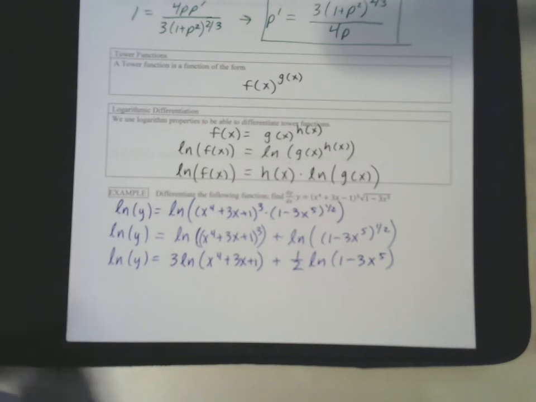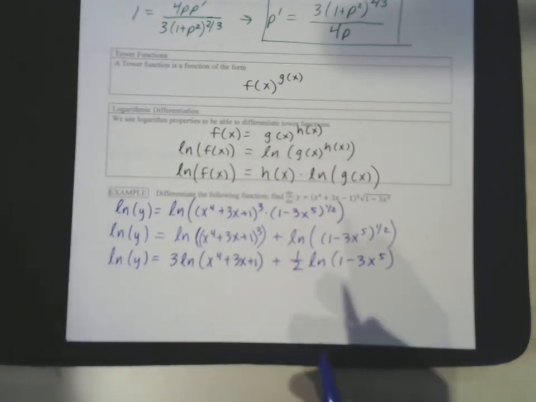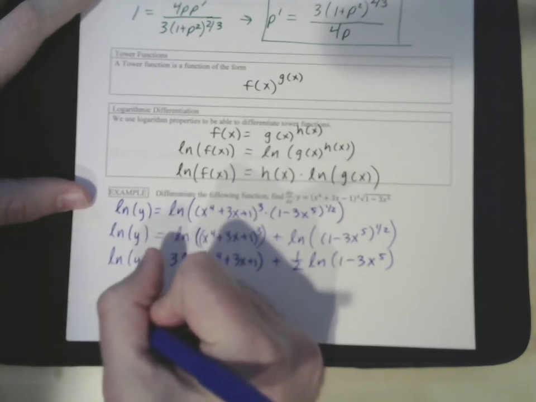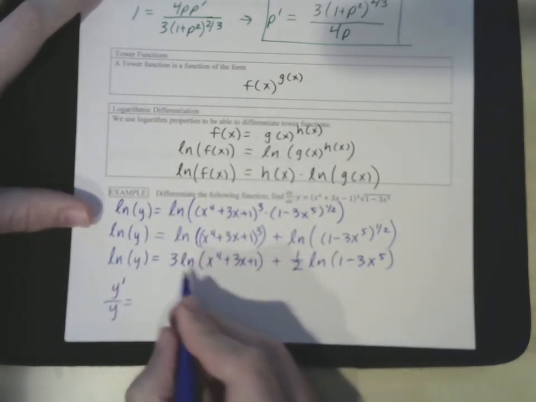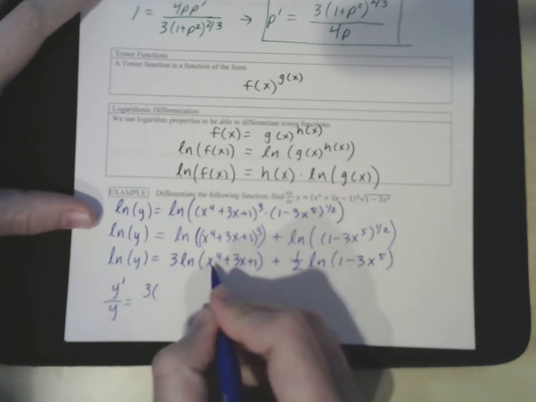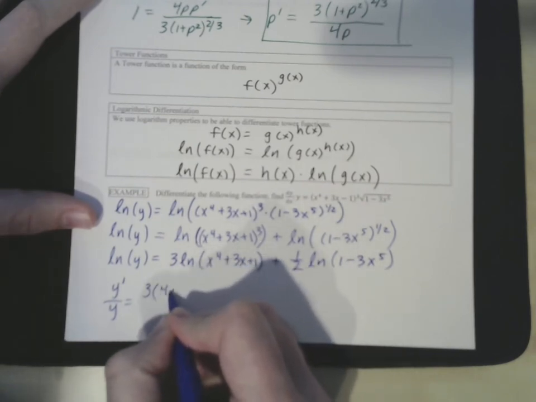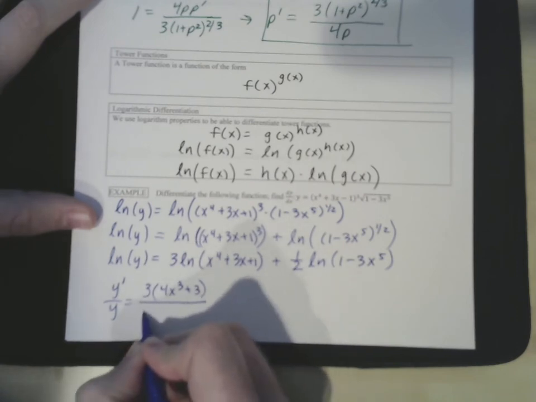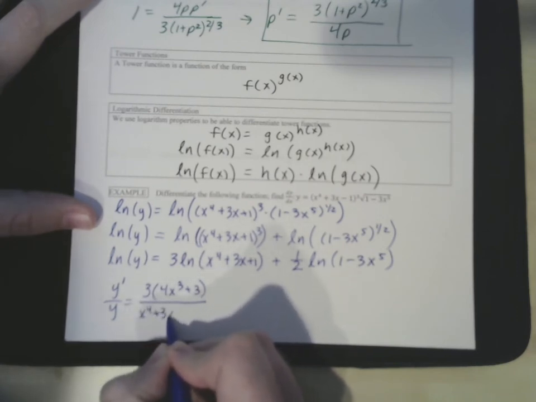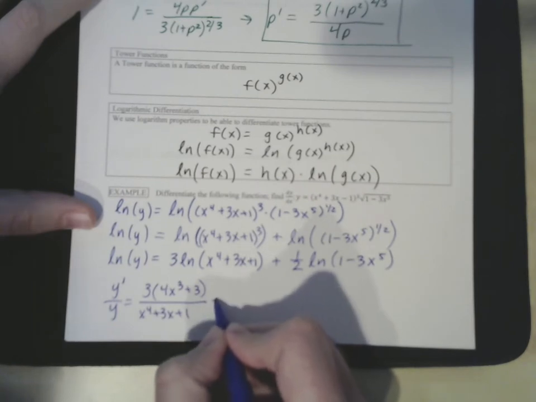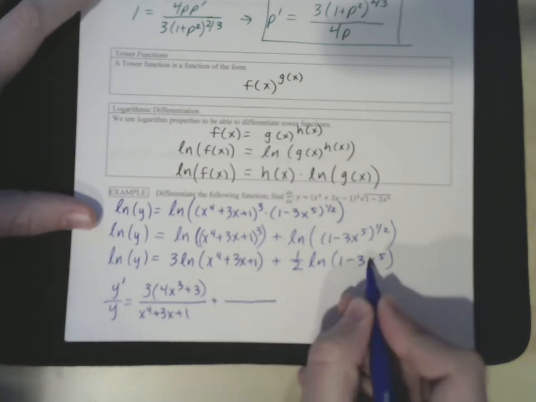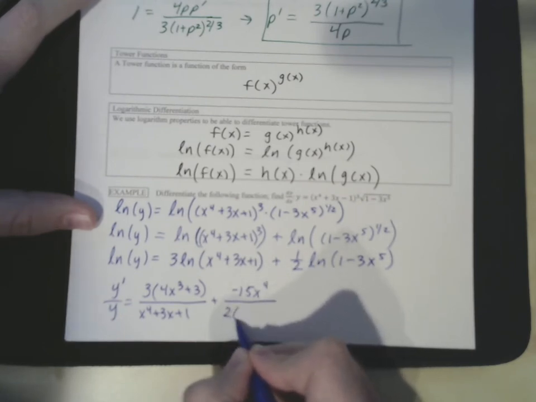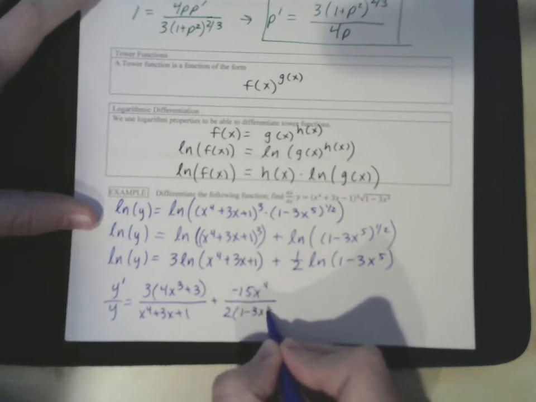So now we just use our definition of our derivative of ln. So that's going to be f prime over f, or y prime over y, equals 3. The derivative of the inner is 4x cubed plus 3 over itself, x to the fourth plus 3x plus 1, plus the derivative of the inner is negative 15x to the fourth over 2 times 1 minus 3x to the fifth.